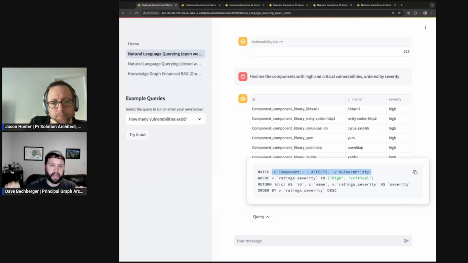And then the square brackets represent the edge type. In this case, I'm saying, find me everything where it has a component that is affected by a vulnerability. In a property graph, edges also have direction, so you talk about them going from one place to another. This is sort of backwards from the way you might want to read it, because it really is a vulnerability affects a component.